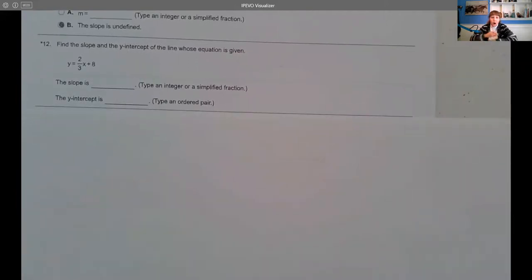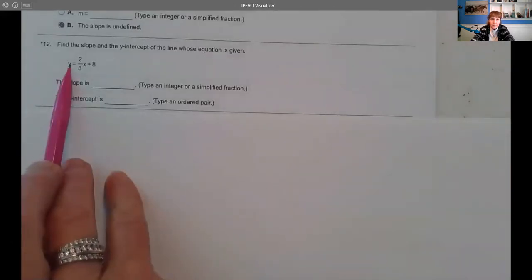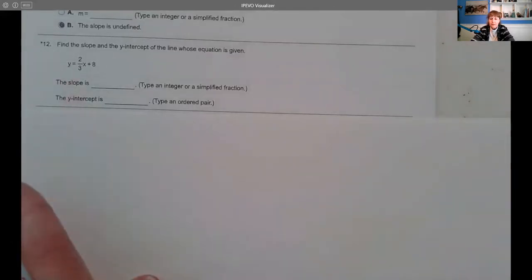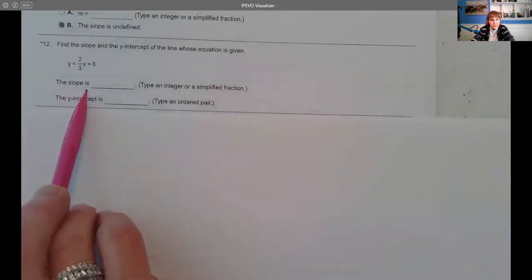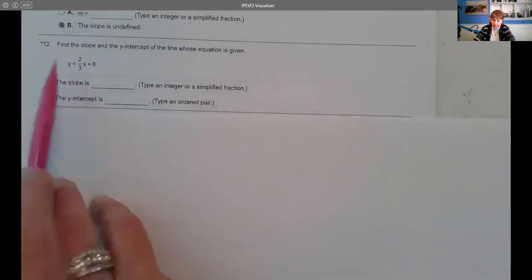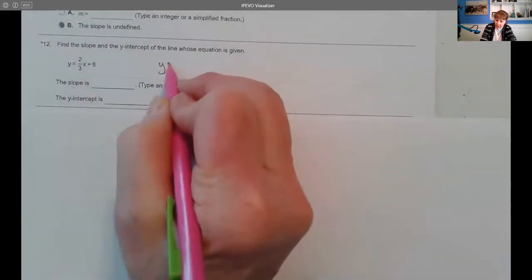All right. So given this equation, find the slope and the y-intercept of the line whose equation is given. And I'm going to try to keep it pretty simple because I know we don't have a whole lot of time, but I do want to introduce these concepts to you. So here, the y is by itself. That's more than half the battle, if the y is by itself. So the slope of this line is the number in front of the x.